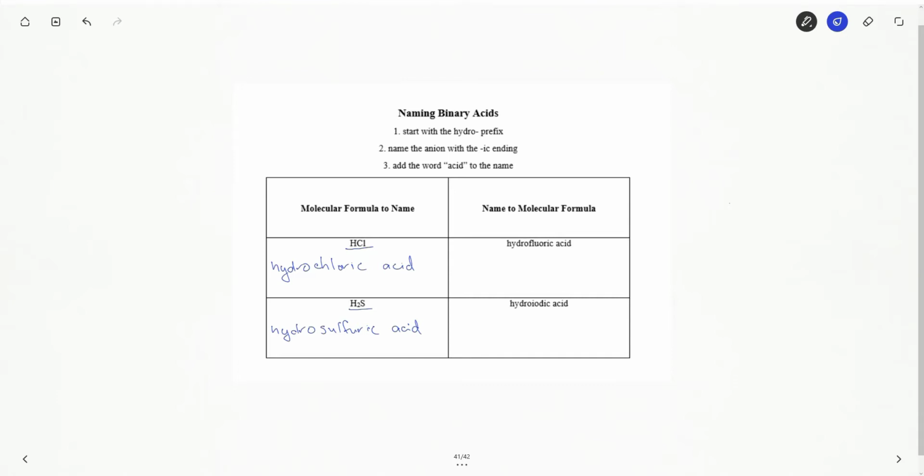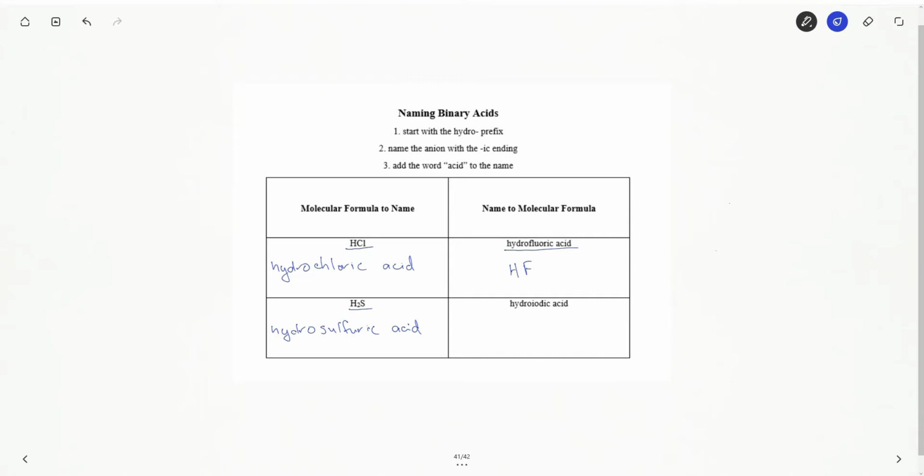Okay, now let's go from the name to the molecular formula. So my first example here, hydrofluoric acid. Of course, the acid tips me off that this is an acid. I need to use my acid naming rules. The hydro tells me that this is a binary acid, so I use my binary acid rules. So I know I have 2 elements, H and fluoric must have come from fluorine.